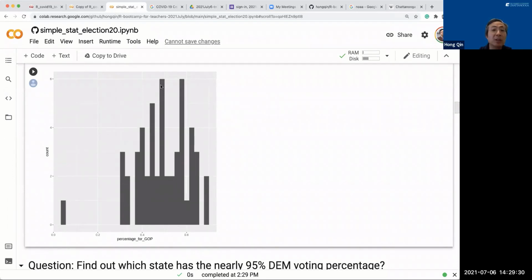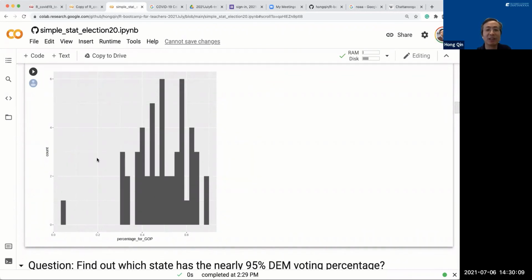There are actually six or seven states closer to 0.5. That's clearly a swing state, I guess. In fact, eight states are closer to 0.5, borderline of 0.5. There's also one state with just 5% vote for GOP. Which one is that?